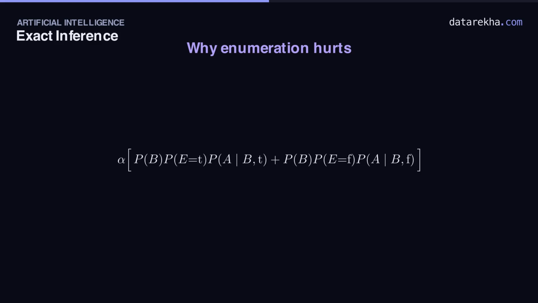Write out the sum, and the burglary term P of B is copied into every branch, recomputed as the tree fans out. On a big network, that redundancy is crippling. The fix is a beautifully simple idea. Do each piece of work once, save the result, and reuse it. That idea is called variable elimination.